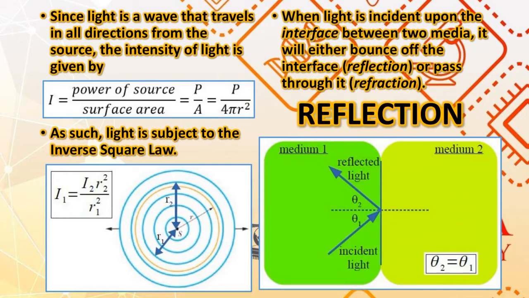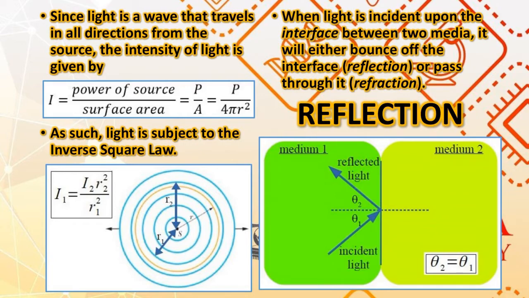As such, light is also subject to the inverse square law. I1 is equal to I2 R2 squared divided by R1 squared. I1 is intensity at location 1. R1 is distance of location 1 from the source. I2 is intensity at location 2. And R2 is distance of location 2 from the source.